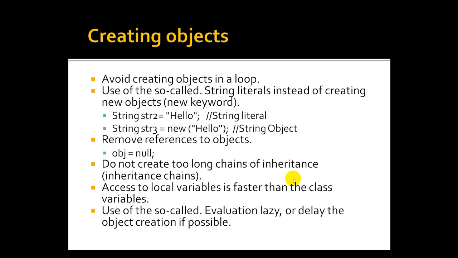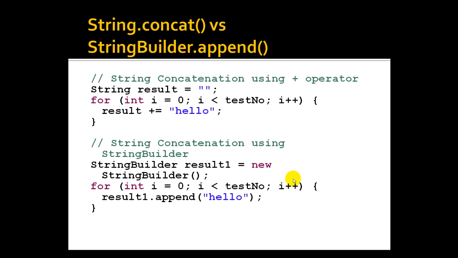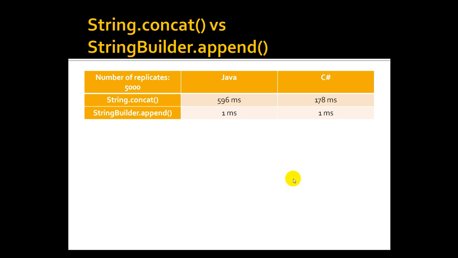So-called lazy evaluation: delay the object creation if possible. These are the two methods which will be compared in both the languages: String.concat and StringBuilder.append.